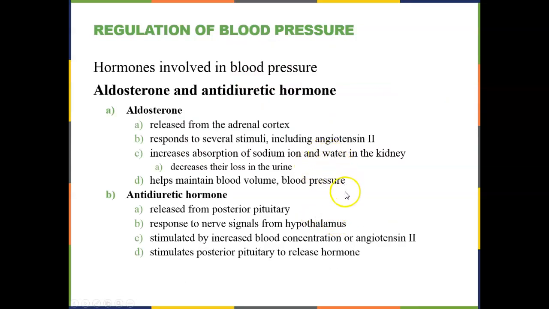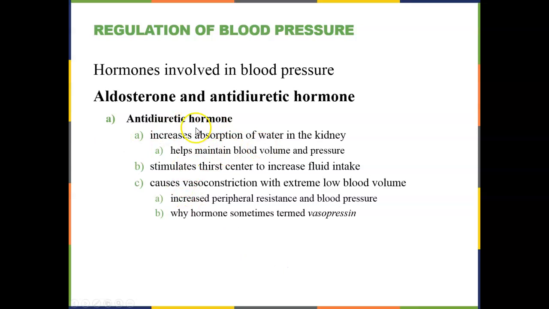Aldosterone is produced by the adrenal cortex, which is your salt lover, and that helps to increase blood pressure. Antidiuretic hormone produced by the hypothalamus but secreted by the posterior pituitary increases blood pressure, and antidiuretic hormone increases blood pressure by activating the production of more aquaporins in our nephron tubules.